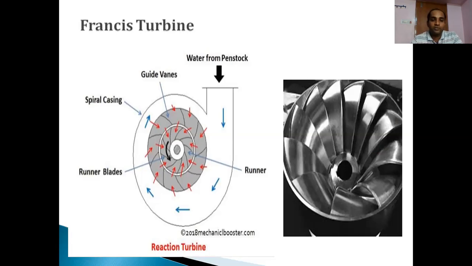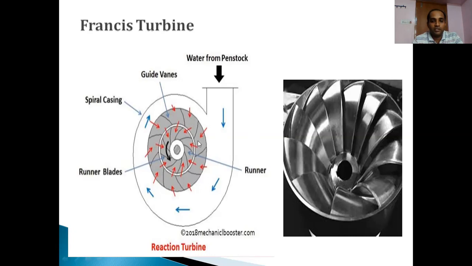Now, when we are using the second turbine, that is the Francis turbine, keep this in mind. Almost in all the textbooks, two types of sketches are given. One is the front view, another one is the top view. But if you want to understand the clear working picture, you need to draw the top view in the examination, which I have already shown here on the PPT. You can see here, this is the top view.